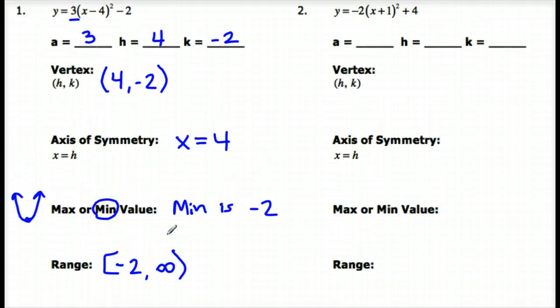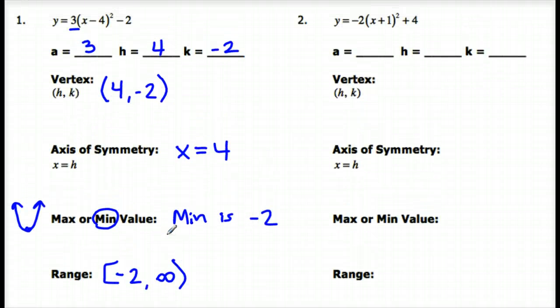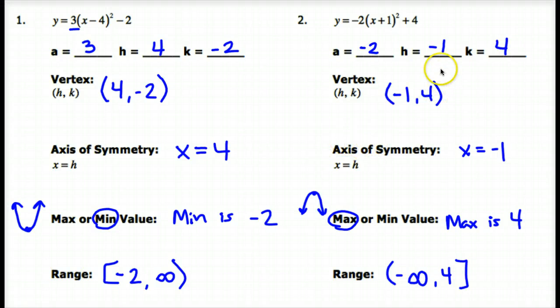Okay, let's have you pause the video and then try number 2 on your own, then click play to check your answer, please. Okay, for this one, your h value is negative 1. Since you saw an x plus 1 inside parentheses, that means h is the opposite sign, so negative 1. K is positive 4, and so your vertex therefore is at negative 1, 4.